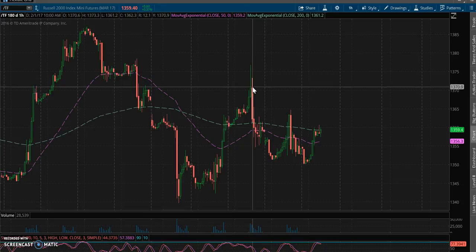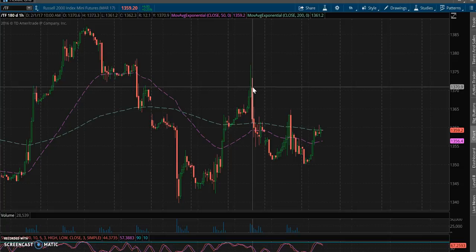Hey guys, good morning. I wanted to take the time and do a recap of a couple of trades that I had from yesterday, the pound dollar and the Russell 2000. Russell I took on traditional futures. The pound dollar I took on traditional spot forex.